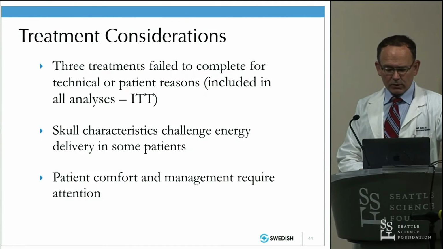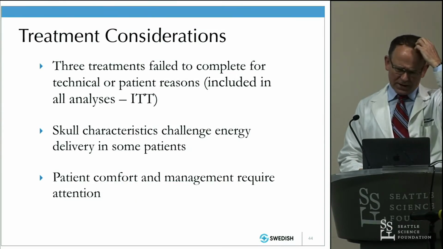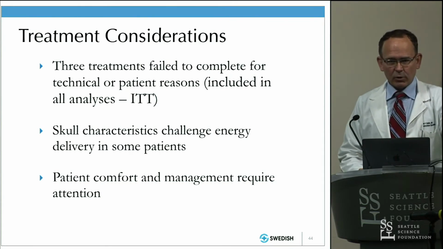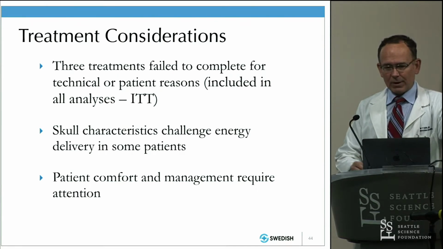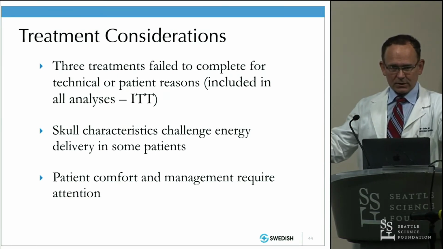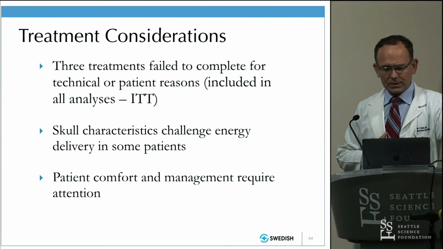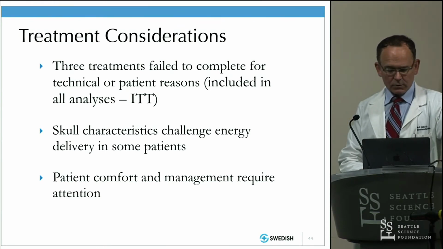We did have to include three failed treatments in the outcome analysis. So if you took those out, the tremor rating improvement would probably be more akin to what we see with DBS. But once they got in the scanner, we had to put them in the intention to treat group. And so even though one patient had skull that was too thick to be able to get the energy through, we still had to look at her outcome scores.